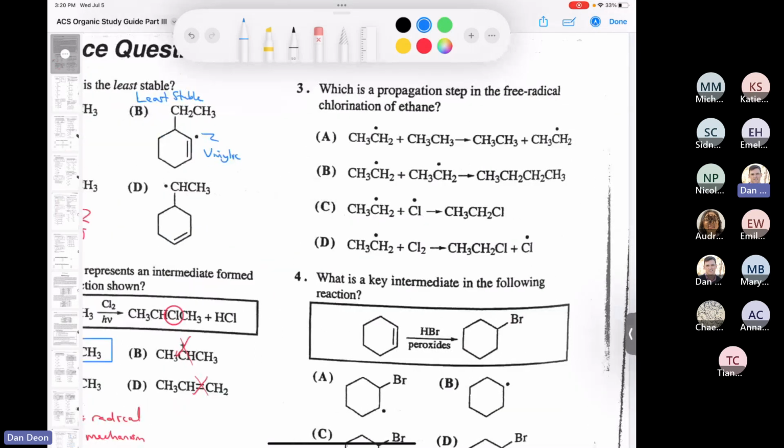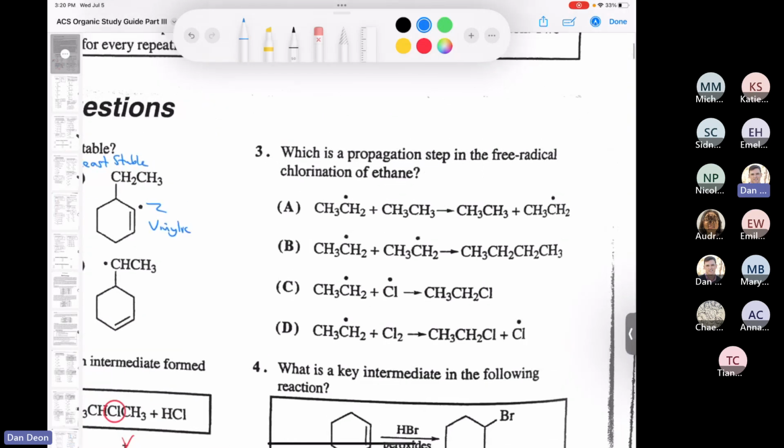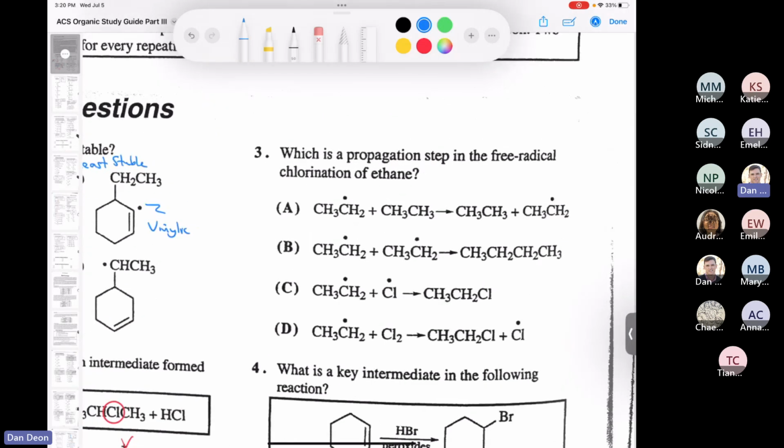I think that this was one of the questions in the quiz, maybe, which is a propagation step in the free radical chlorination of ethane. So the free radical chlorination of ethane is where we take ethane, and we combine it with chlorine. And of course, we put that in light, and we end up with chloroethane, like this, plus we end up with HCl.